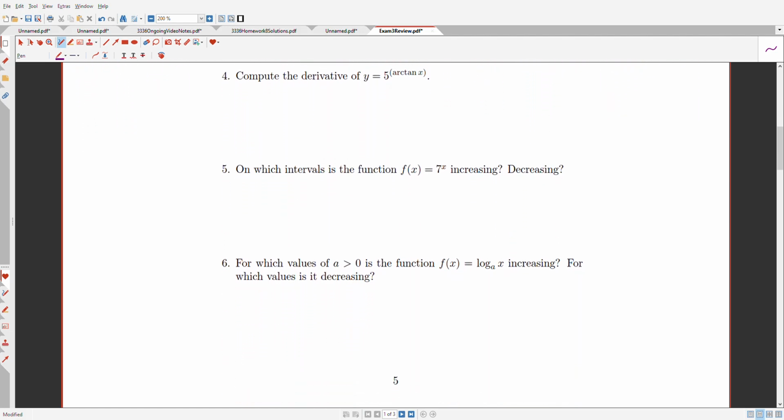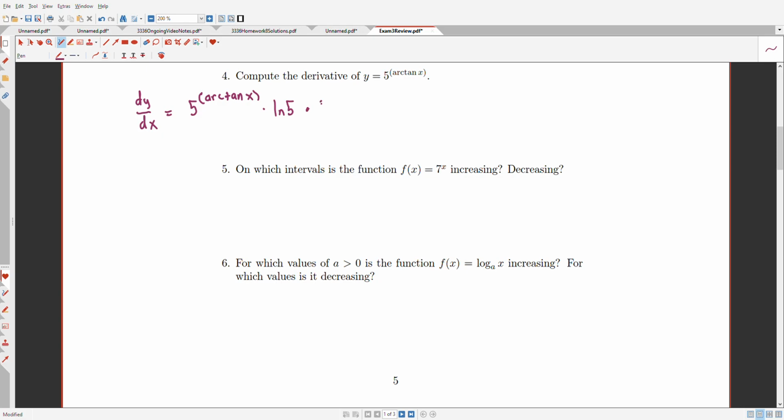Okay, so for question 4, it asks us just to compute the derivative of this weird-looking function, 5 to the arctangent x. For this one, they're really asking about two derivative rules. Do we know how to take the derivative of exponential functions? What's the derivative of 5 to something? It's 5 to that same something times a natural log of 5.